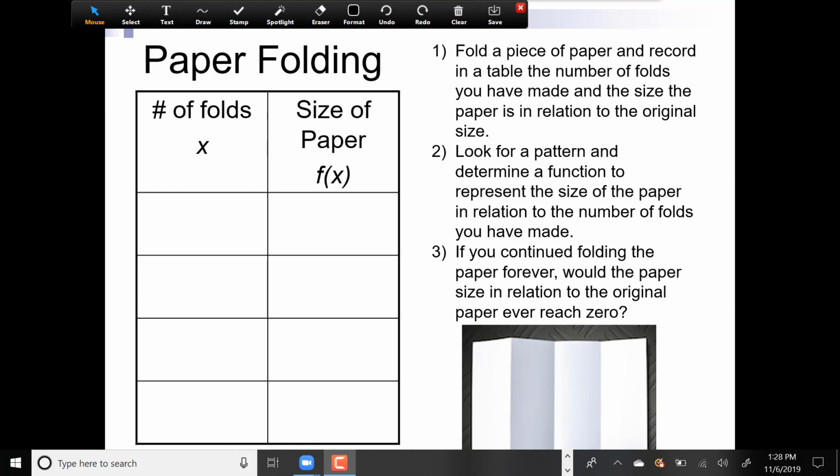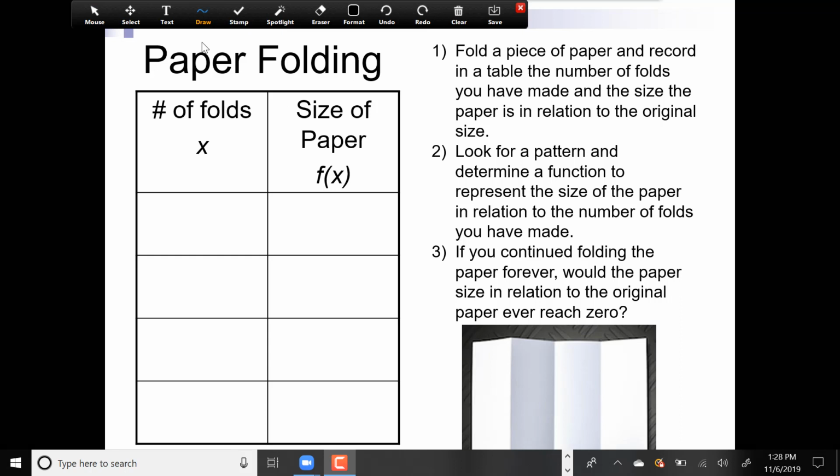In this situation, rather than having a herd of alpacas, we're going to be folding some paper. So I want you to get out a plain piece of paper, and we're going to take a look at folding it. So we're going to start with that paper and have no folds in it. So that means the number of folds in this table is going to be 0. The size of the paper, that's how much of the paper you actually see, is you see one whole piece of paper. So there's going to be a 1 here.